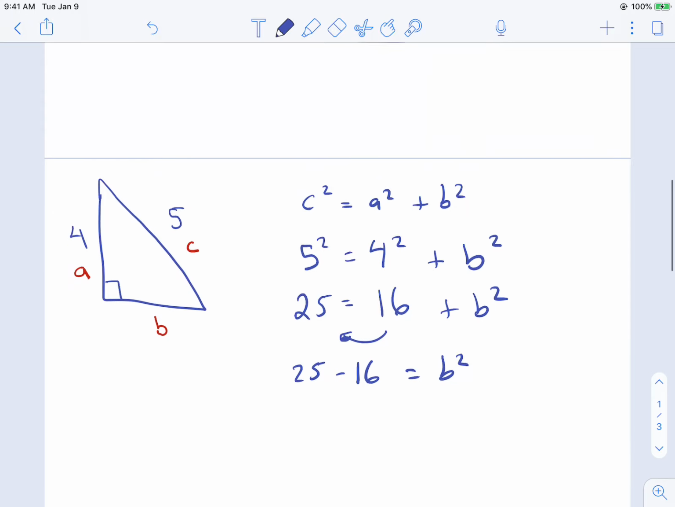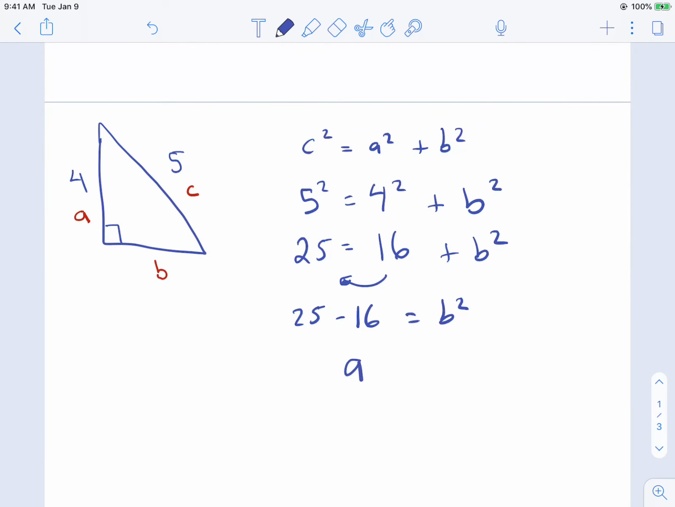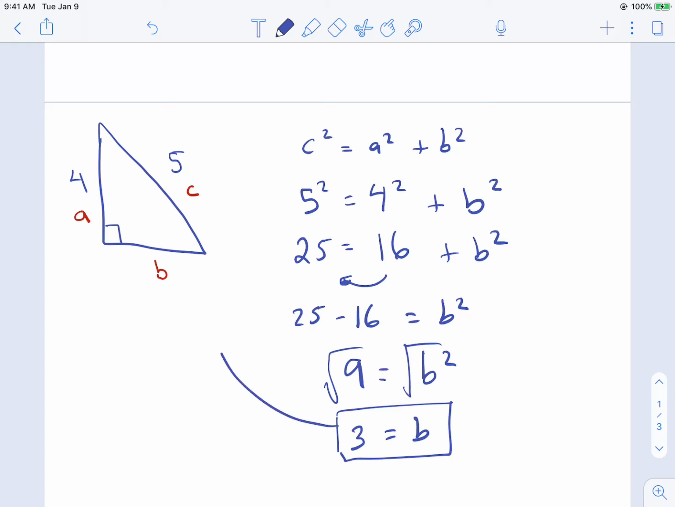Okay, keep cleaning this up. 25 minus 16 on your calculator is going to give you 9, and that will equal b squared. And now we just need to take the square root, just like we did before. We'll take the square root of b squared to get it down to b, and we'll take the square root of 9 to get it down to what we need it to be. Square root of 9 is going to be 3. So we have our new value. 3 is going to equal our b value there.